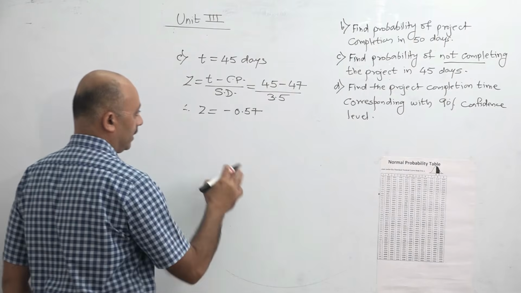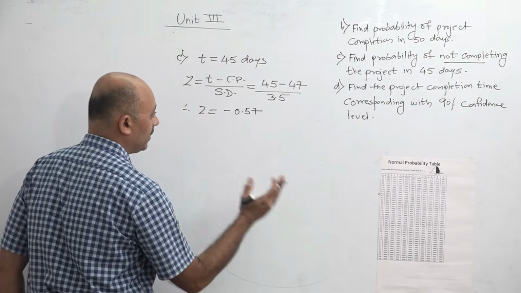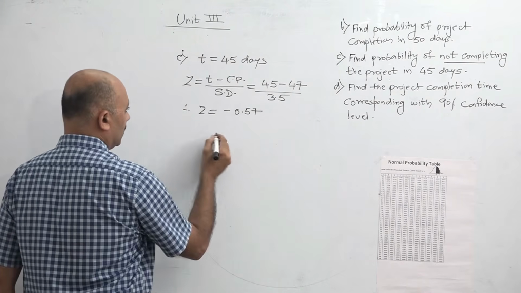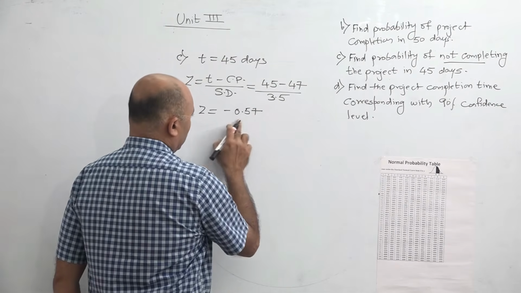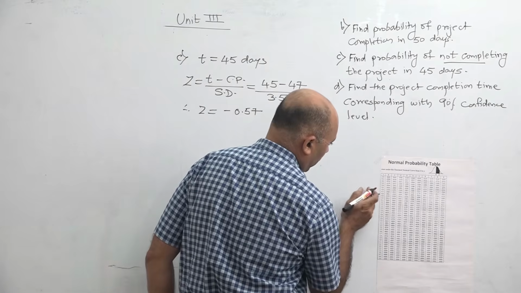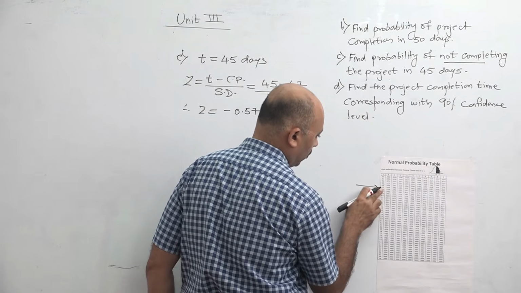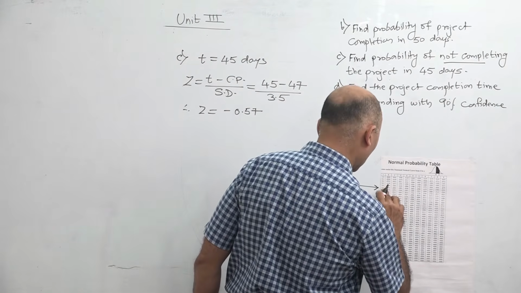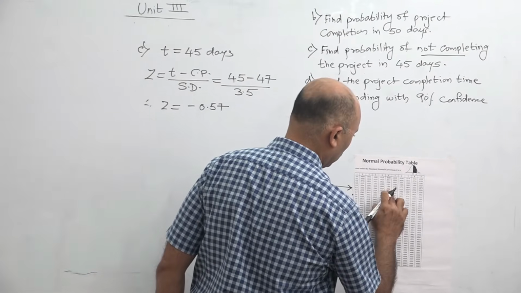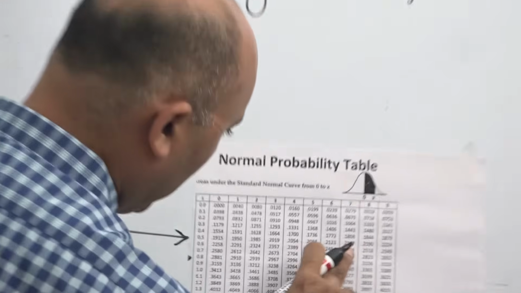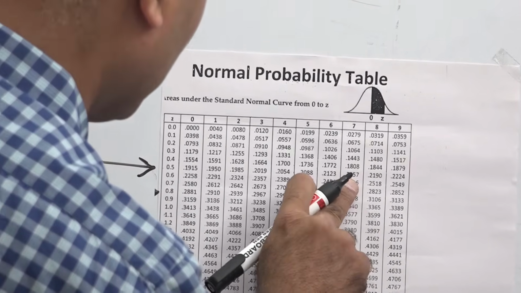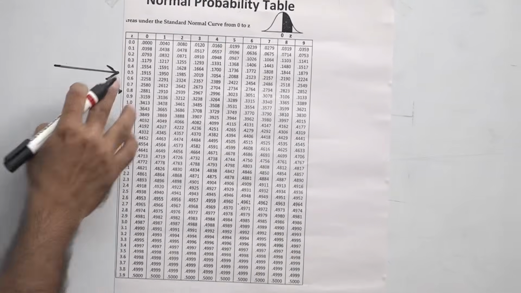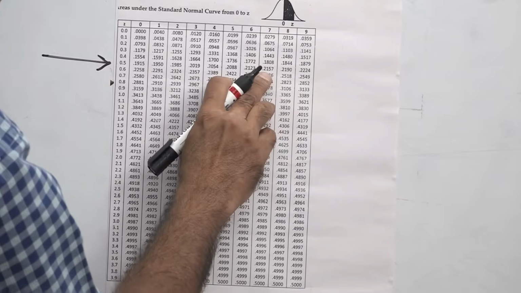Okay, and we have seen that if the time is less than the critical path, the probability will be less than 50%. So there will be a subtraction, and that is why the minus sign is coming. Now, referring to the table, Z is 0.57. So we go to the row of 0.5 and column number 7. In 0.5: 0, 1, 2, 3, 4, 5, 6, 7. So here the area value corresponding to this Z of 0.57 is 0.2157.